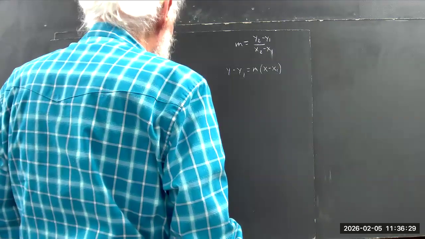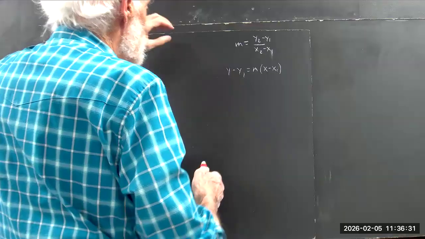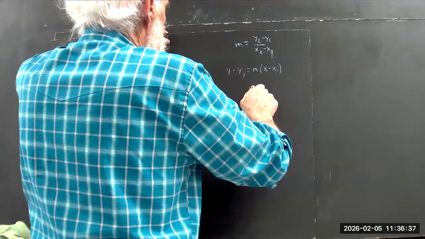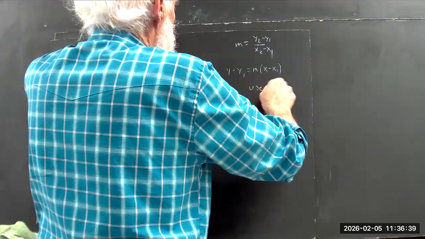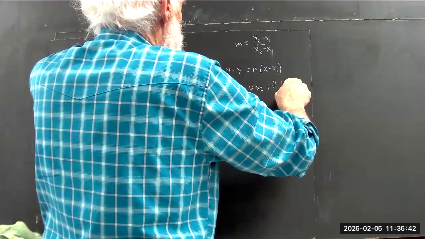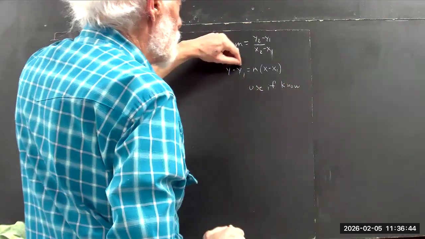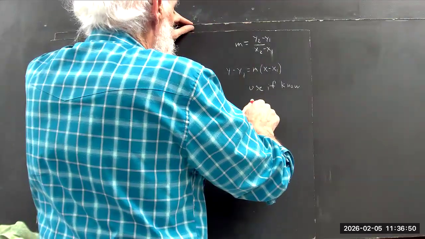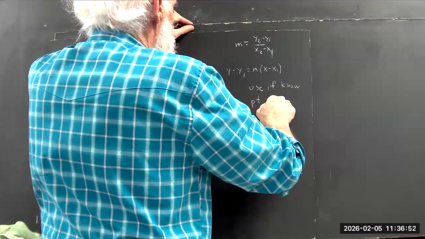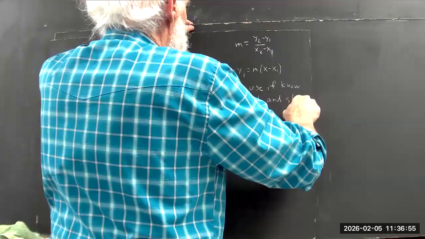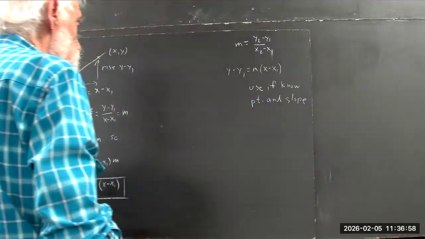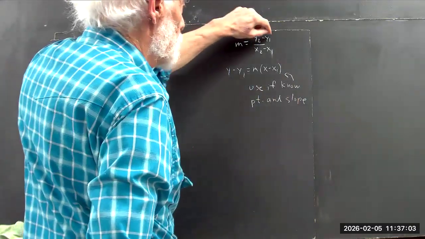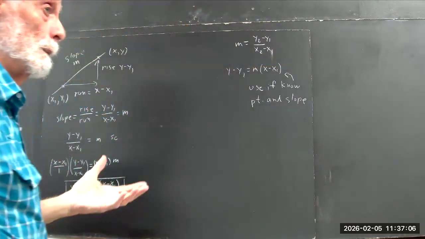Okay. If we have 2 points, so the formula y minus y1 equals m times the quantity x minus x1 we use if we know the point and the slope. And we don't need the formula m equals y2 minus y1 over x2 minus x1.